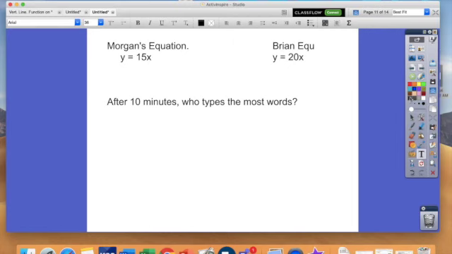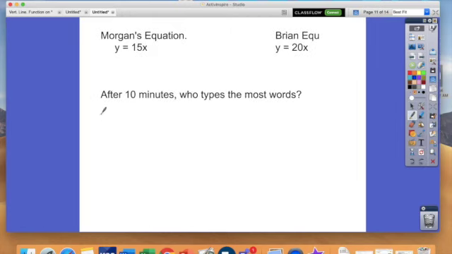Okay. So after 10 minutes, who typed the most words? Here we go. Y equals, you can probably figure this out because Morgan only types 15 words a minute, and Brian types 20. And there we go, right? 15 times 10, 150. And 20 times 10, 200.